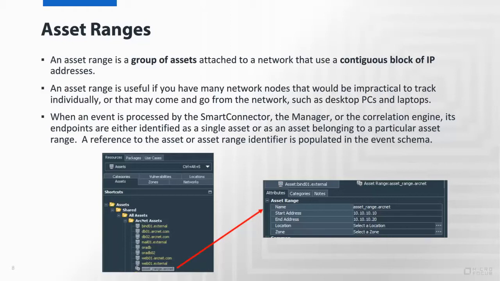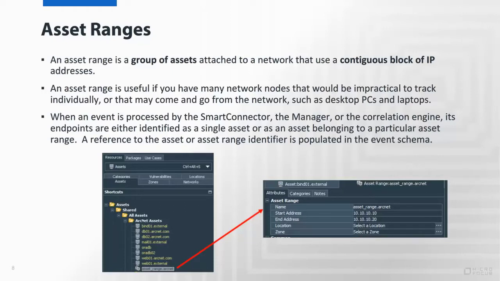It wouldn't necessarily be consistent. So instead of creating them as individual assets, you define it as an asset range. As events flow into ESM, they are associated to the asset range dynamically by membership. In the example below, you can see that the range has been defined as a range from .10 all the way through .20.